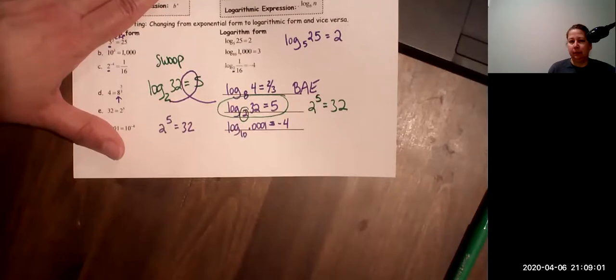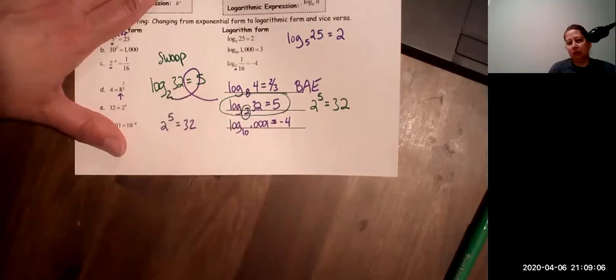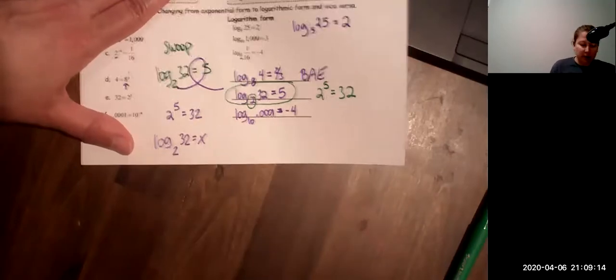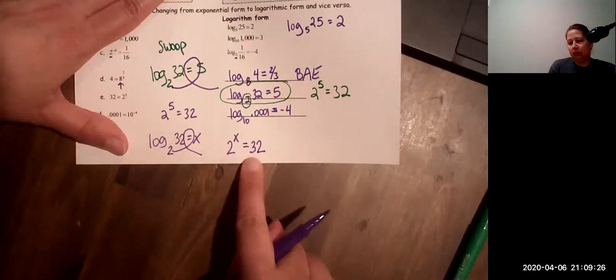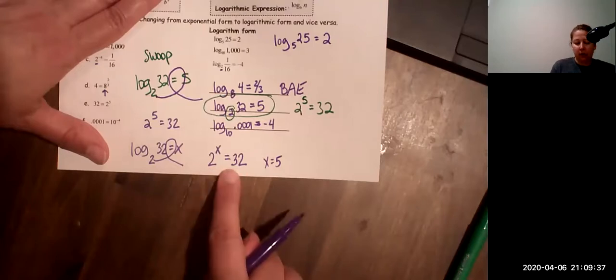Because eventually you're going to have an X in one of these places and you're going to have to solve it. So if I gave you this, log base 2 of 32 equals X, you would solve that by swooping. Your swoop means to do this. So you say that means 2 to the X power equals 32. And then you have to solve this problem: 2 to the what power is 32? 2 times 2 times 2 times 2 times 2. So X would equal 5. So that's what we're going to do next, is go from setting them up to solving them.